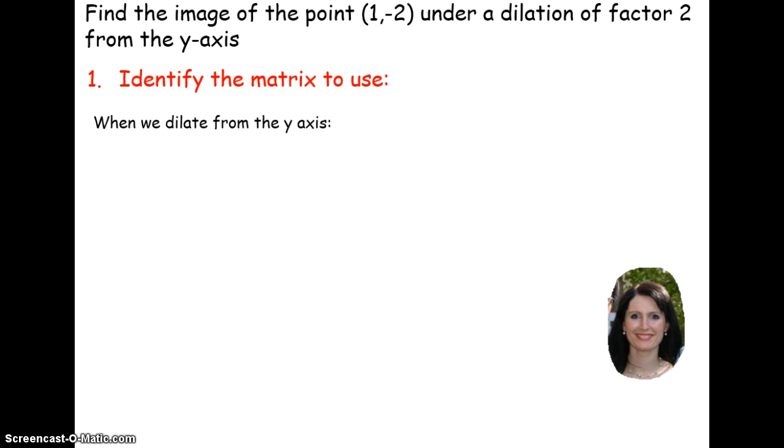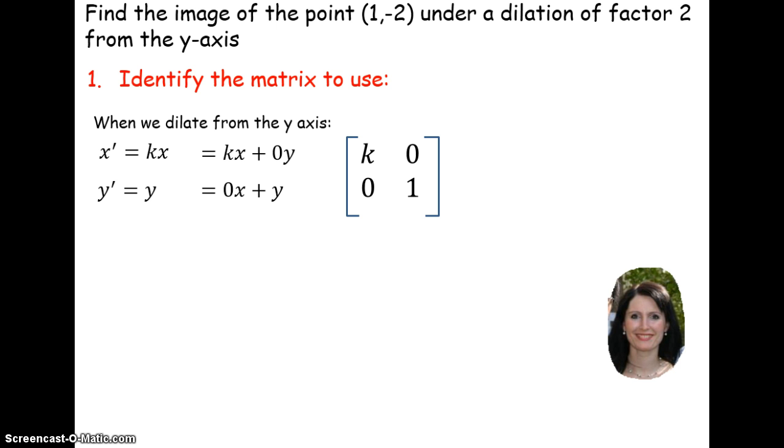It then follows that our x image becomes kx. K is our dilation factor. Our y image is just y. It doesn't change. We set up equations from that, being kx plus 0y and 0x plus y. We can then form a matrix. Notice how I have put in the 0y and 0x. This helps me with forming my matrix, where k is the constant by which we dilate by.